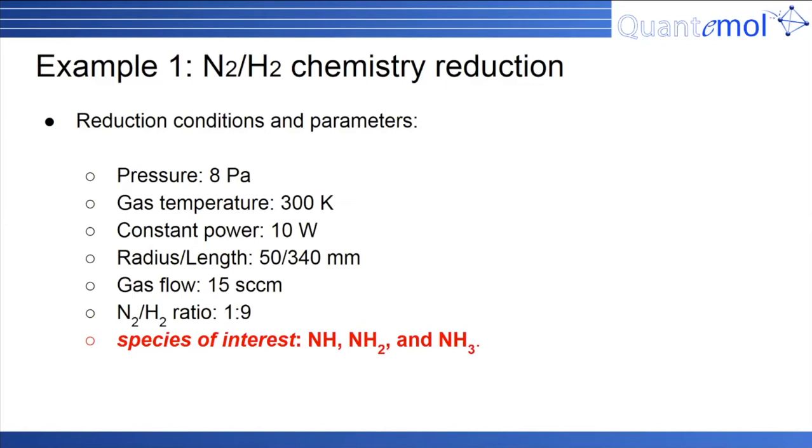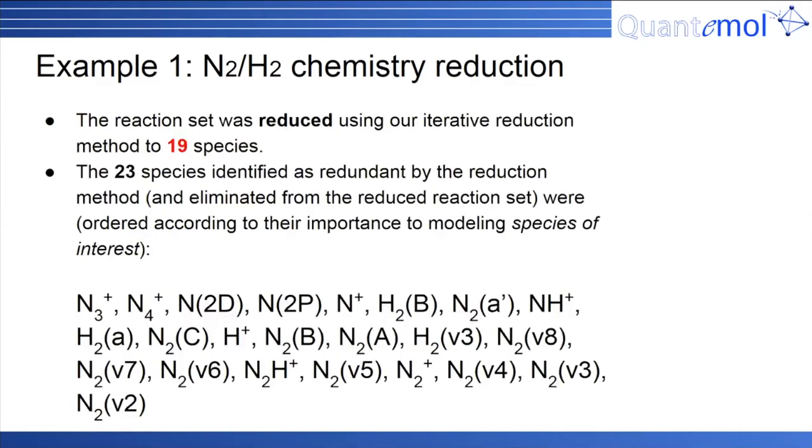So when we run this through our reduction algorithm, we're actually able to reduce the set from 42 species to just 19 species, which is a much more suitable number for multidimensional simulations. And as you can see, species which were eliminated by these methods are mainly excited states and ions, which might play an important role at higher pressures, but not at the low pressure conditions we are looking at here.